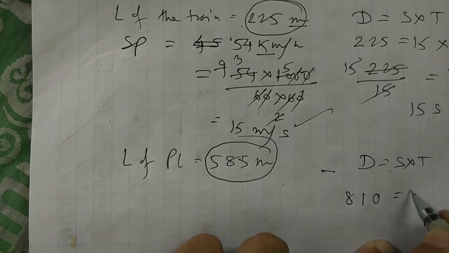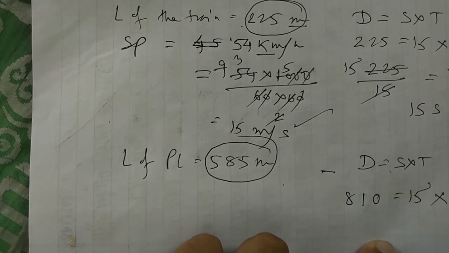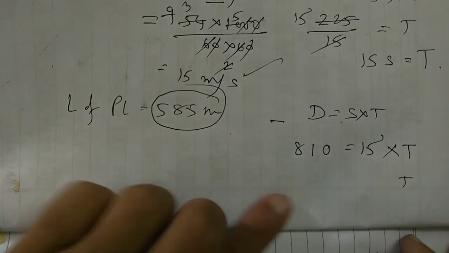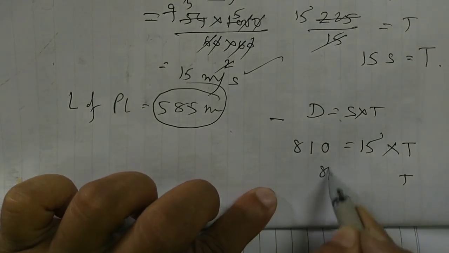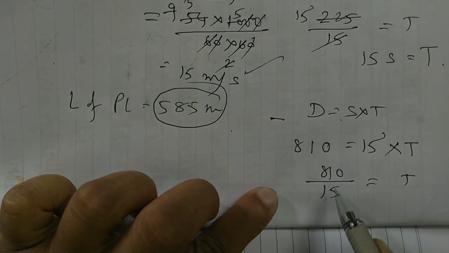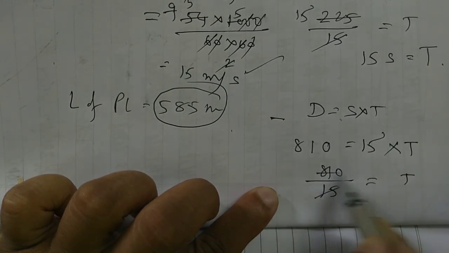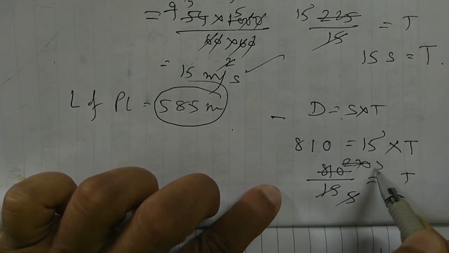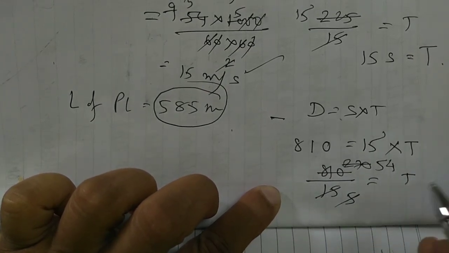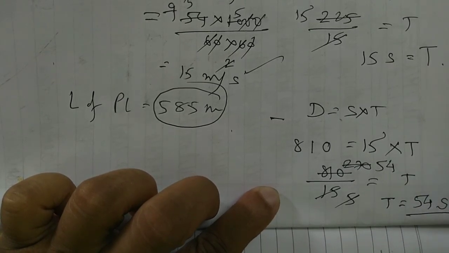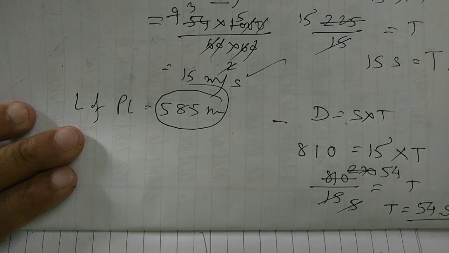Now, what is the speed of the train? 15 meter per second. So 15 into what is the time required? T. So T equals 810 by 15. Let us calculate it. 3 fives are 15, 270 by 5, you cut it, 54. So time equals 54 second. Understood? Let us move to our next question.